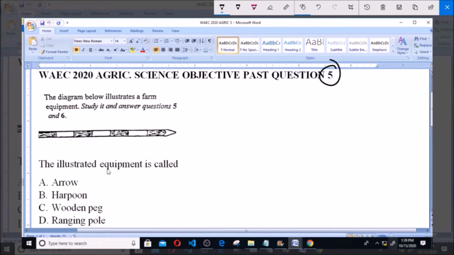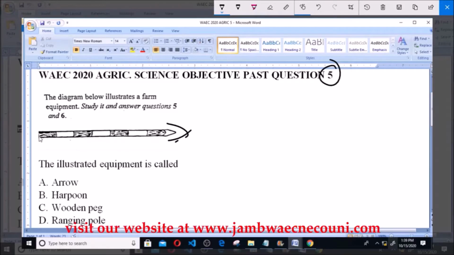The illustrated equipment is called A. Arrow, B. Harpoon, C. Wooden peg, D. Ranging pole. Now you have this equipment, a rod-like equipment with one pointed end and the other end rounded, and then it is painted black and white.